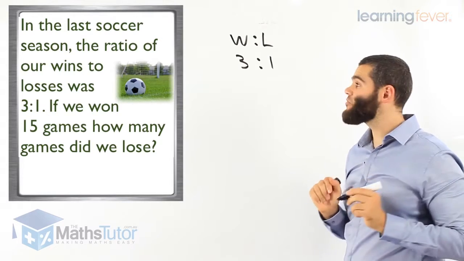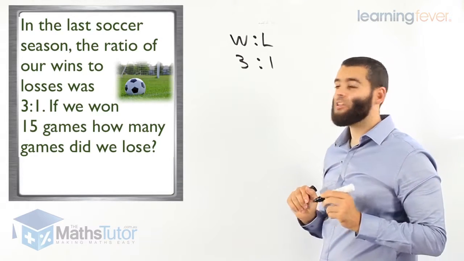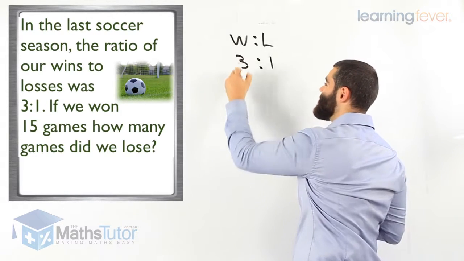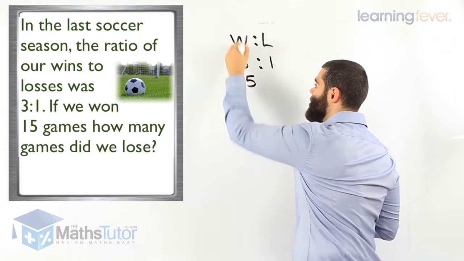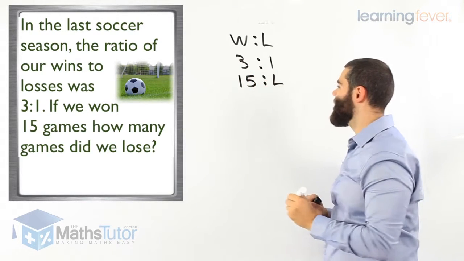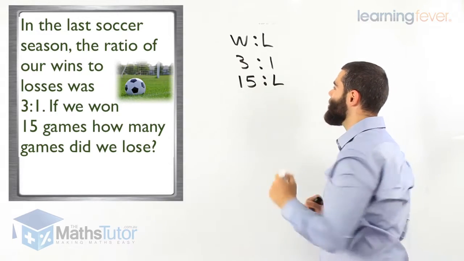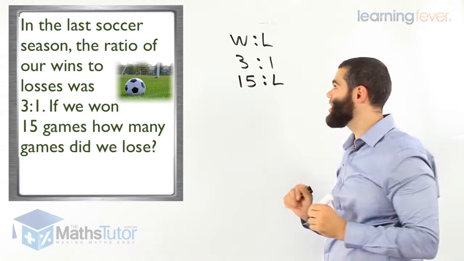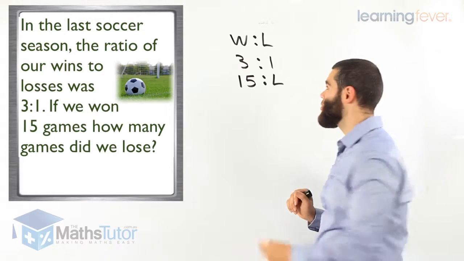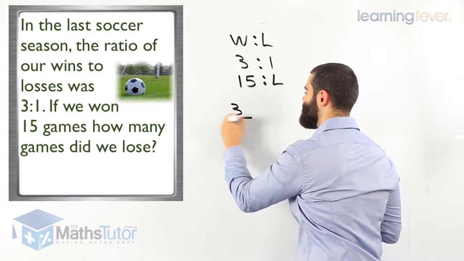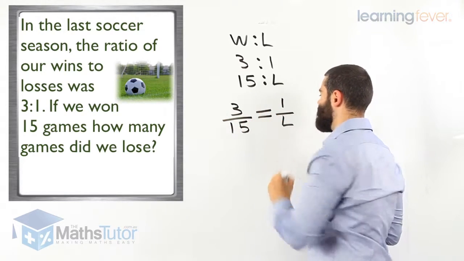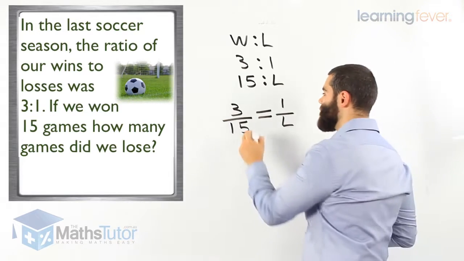If we won 15, how many did we lose? 15 wins. Where does it sit? It sits under the wins column. And the losses, we need to find out how many losses happened in this season. Now, once again, we set it up like before. 3 over 15 equals 1 over L. What do we do now? We cross multiply.